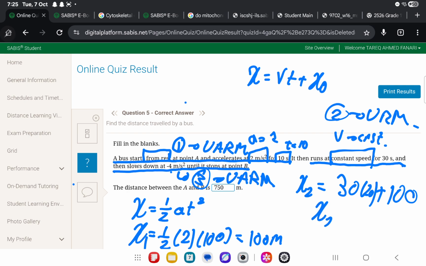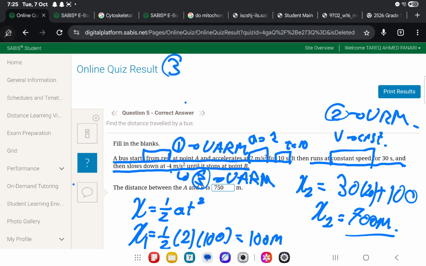Now, x2 is equal to 30 times 20. 30 times 20 is 600, plus 100 is 700 meters. Okay, so this is where we are at so far. Now, we have phase 3.